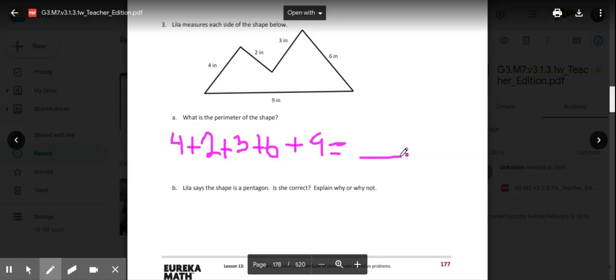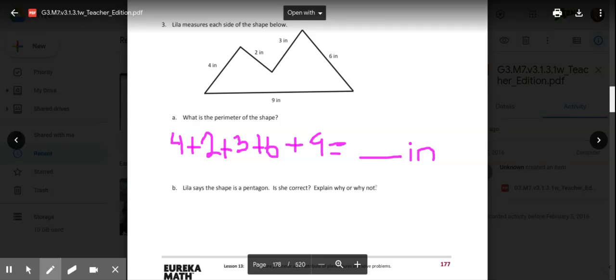Now you could, like I did before, think of it as the blank. You're going to fill in that blank for the answer in inches. Or you could write a sentence here that says the perimeter of the shape is whatever you found the perimeter is, inches. Please pause the video to answer that question.